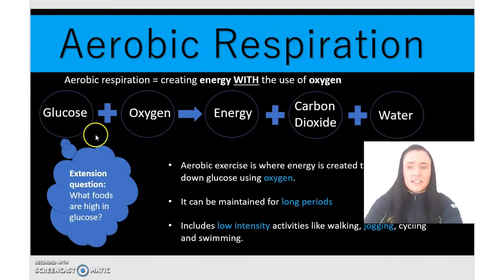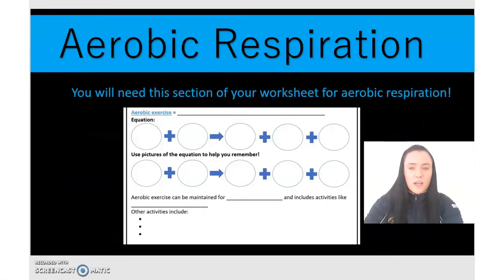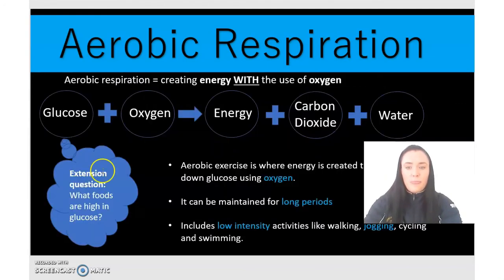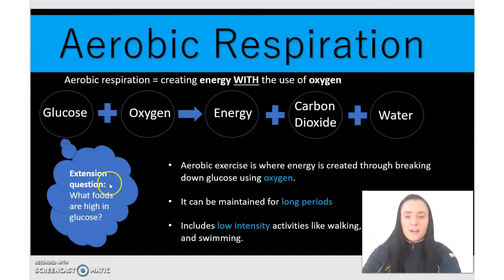Now, I know that's a lot to take in, but on your worksheet here, I would like you to fill that out in your own time. And also you can use pictures, so you can draw pictures, or you can copy and paste pictures in, whatever suits you to help you remember. If you're feeling super clever and you're like, oh, I know what glucose is, then I've got a little extension question here for you to think about. What foods are high in glucose? So we get glucose from our food, but what kind of food is super high in glucose? So what would we want to help us with our aerobic respiration?